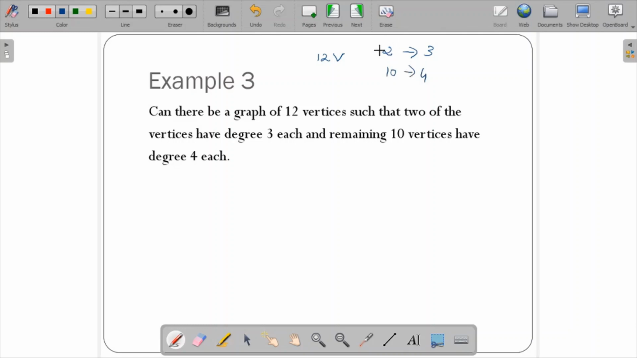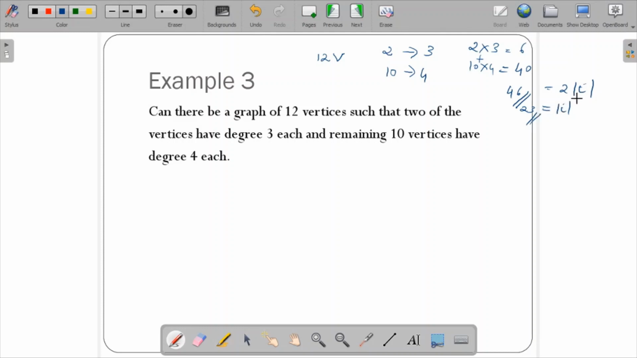So what we can do is check whether the summation of the degrees is even or not. 2 vertices into 3 degrees, and 10 into 4, you calculate and add this. That will give you the summation. So it would be 6 plus 40, so the total summation of the degrees would be 46. If the sum of the degrees equals twice the edges, you can find the edges as 23.